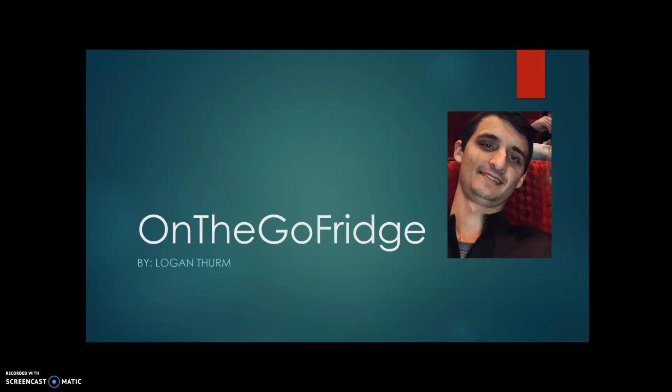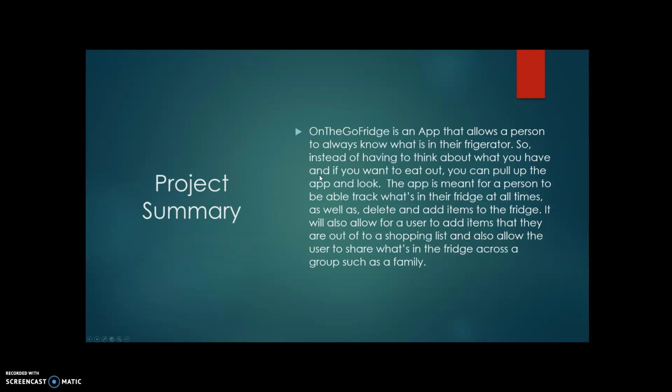Alright, so my app is called On the Go Fridge. This is my image. On the Go Fridge is an app that allows a person to know what's in their refrigerator at all times. So instead of having to guess what you've got remaining in your fridge in case you're low on food and can't decide if you want to eat out or not, you can just pull up the app and look from anywhere.